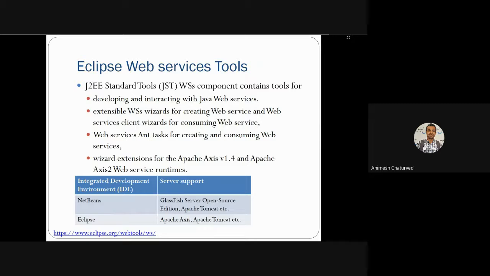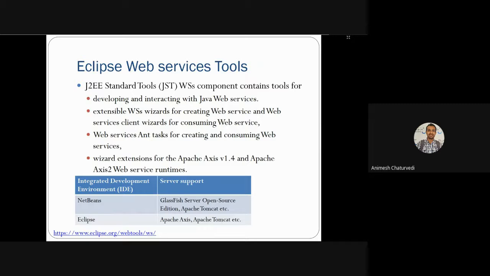So what are these activities? There are four activities listed here. First is developing and interacting with a Java web service. So you can develop and interact with that Java web service. That framework, the integrated development environment of Eclipse, provides you that. Then after development and interaction of that web service, you can have extensible web service wizards which can create a web service and its client according to the need of that web service.